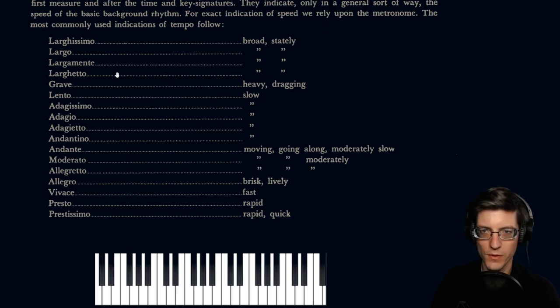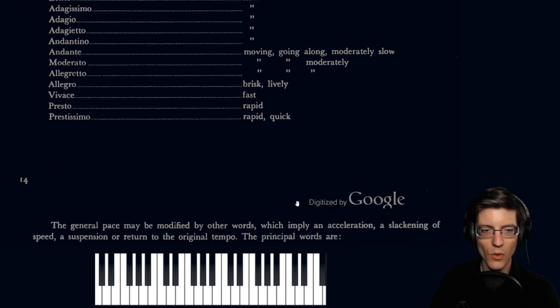Broad and stately for the first four. Heavy, dragging for grave. Lento is slow for all. For lento, adagissimo, adagio, adagietto, and andantino. And then andante is moving, going along, moderately slow. And then moderato, I'm guessing, moderately, moving along, going along, moderately. Allegro is brisk and lively, vivace is fast, presto is rapid, and prestissimo is rapid or quick.